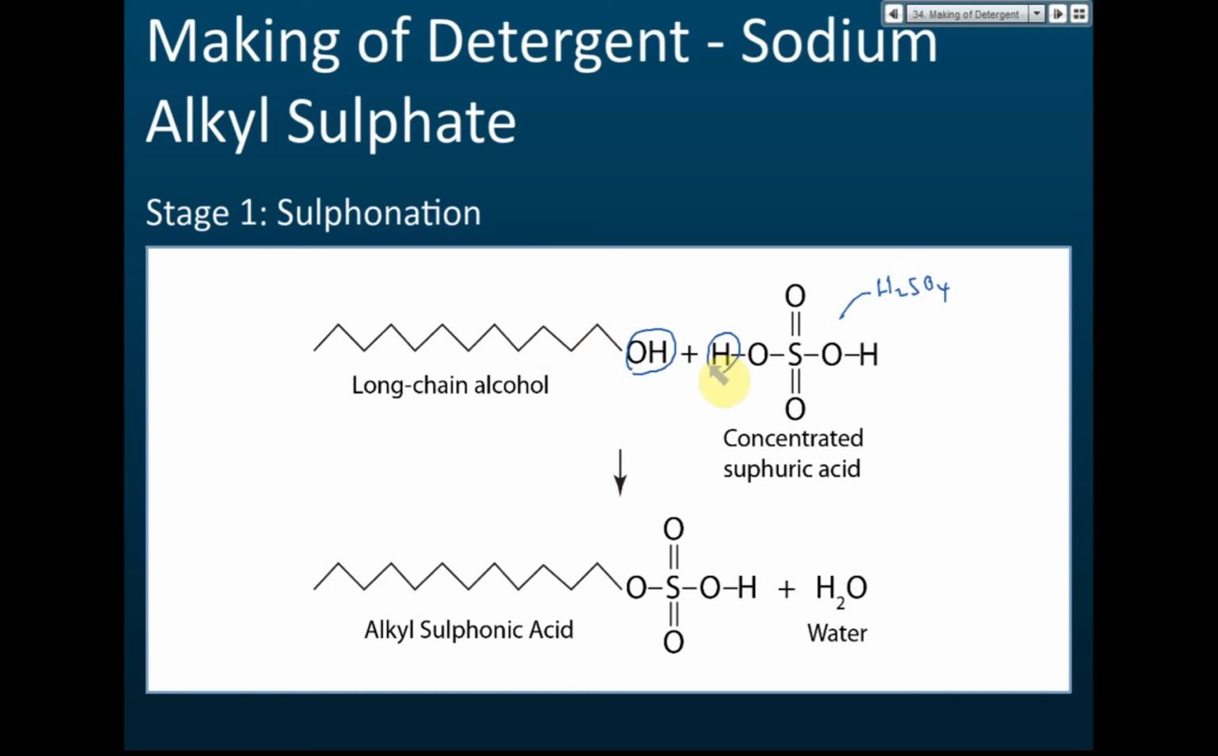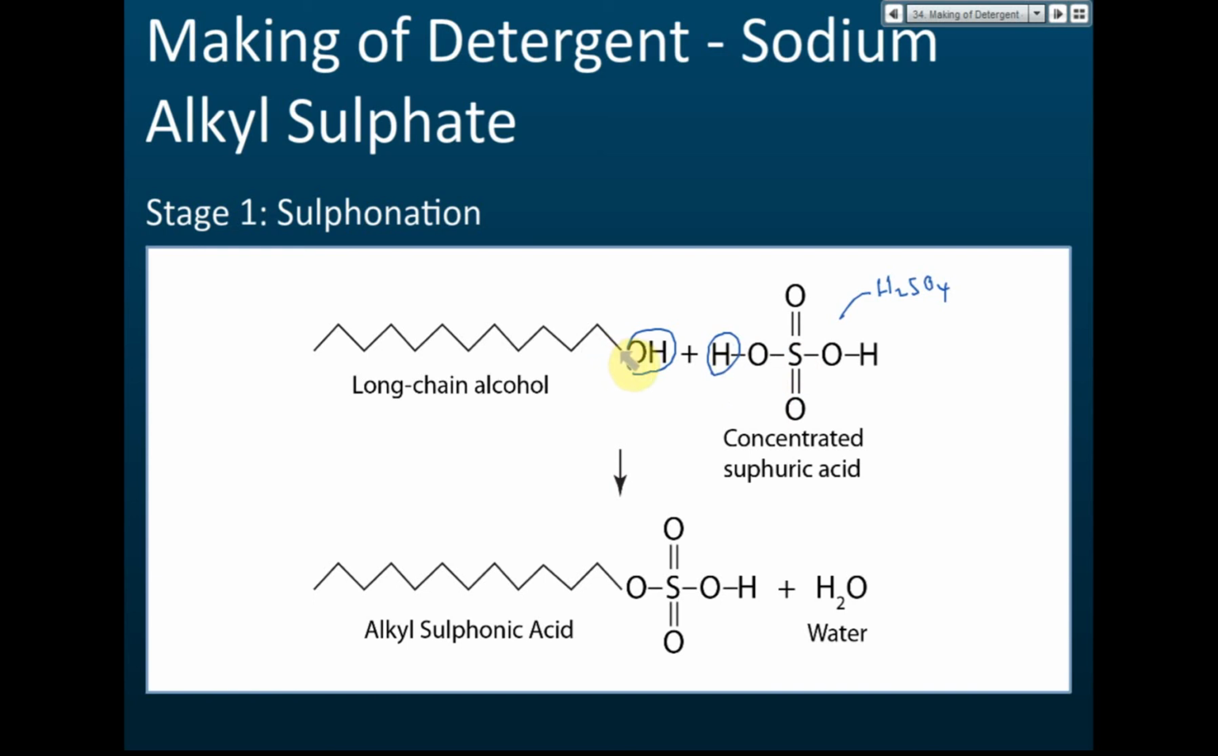Can you please tell me what's the name of this process? We take out OH and H to form water, and then these 2 molecules join together to form one big molecule. Do you still remember what's the name of these reactions? Condensation. Yes, condensation. You take out 1 water molecule and then make these 2 molecules join together.